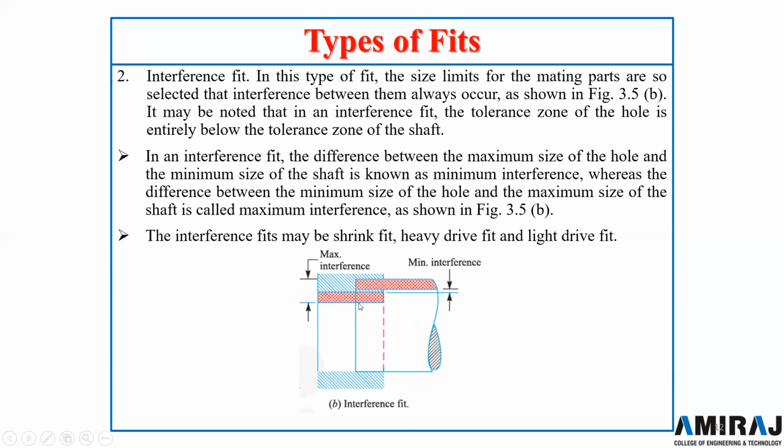So the difference between the minimum size of hole and maximum size of shaft is known as the maximum interference. Okay. So here the interference may be shrink fit or heavy drive fit or light drive fit. So this is about the interference fit.